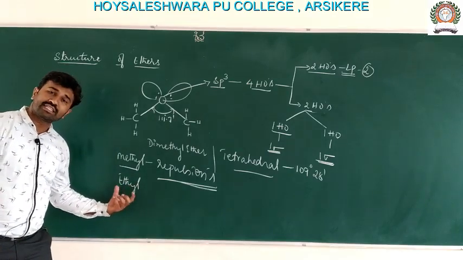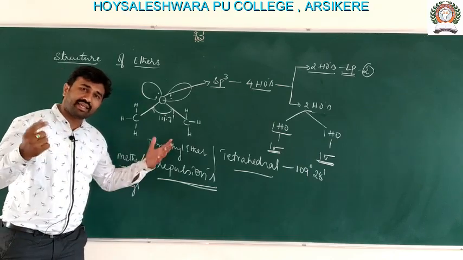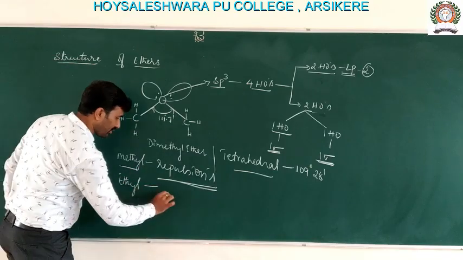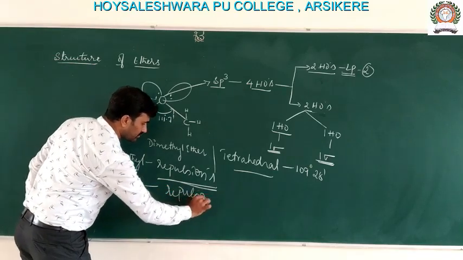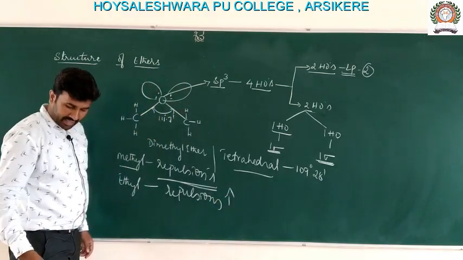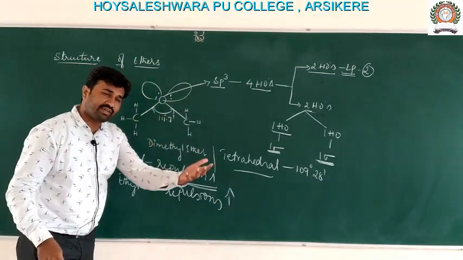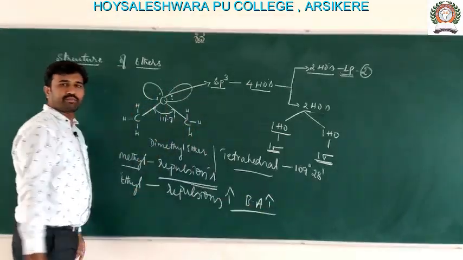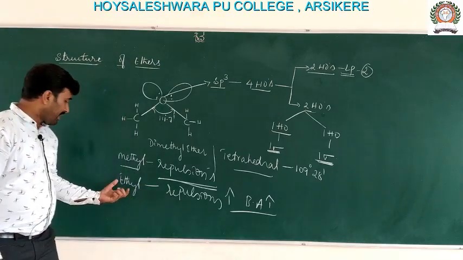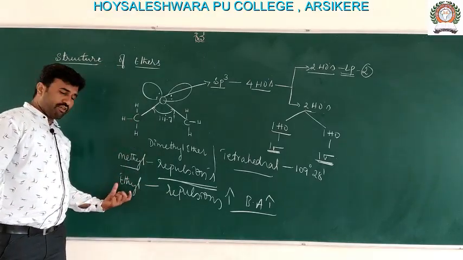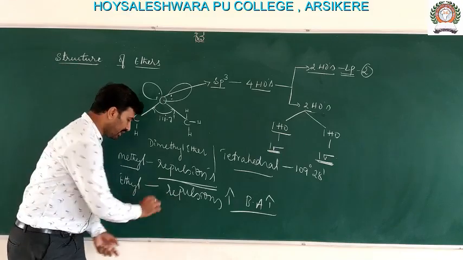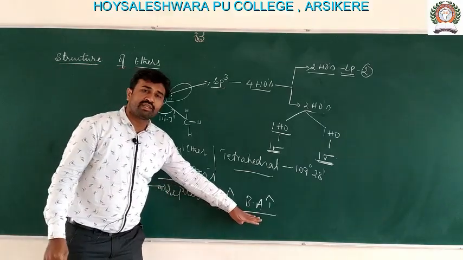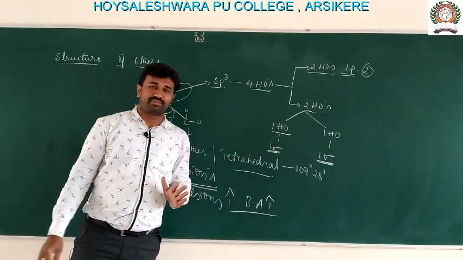In a larger group, are the repulsions less or high? In the case of larger groups, repulsions are more, and consequently the bond angle is also more. See, if instead of a methyl group we have ethyl, there are more repulsions, and more repulsions cause the bond angle to be more.